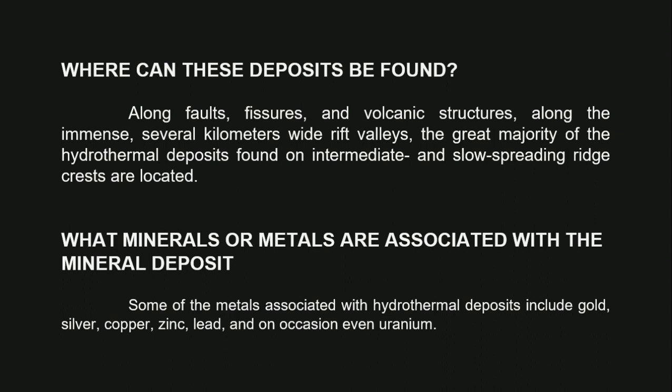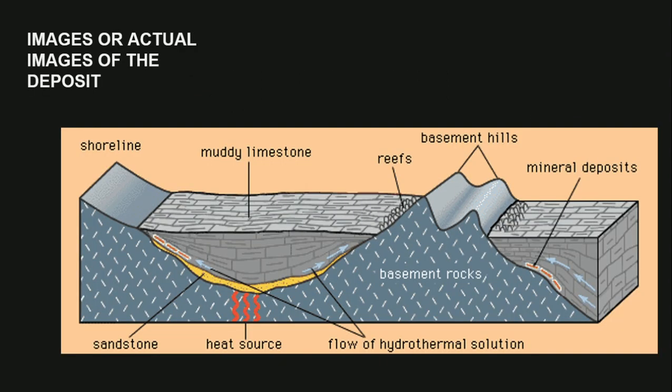Along faults, fissures, and volcanic structures, along the immense several-kilometer-wide rift valleys, the great majority of the hydrothermal deposits found on intermediate and slow spreading ridge crests are located. Some of the metals associated with the hydrothermal deposits include gold, silver, copper, zinc, lead, and on occasion even uranium. So these are the pictures of hydrothermal deposits.